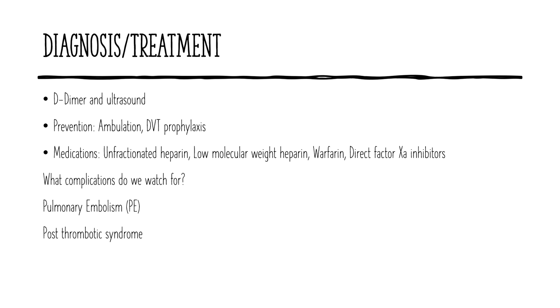Post-thrombotic syndrome occurs in 25 to 50% of patients. It's a chronic disorder where they have limb swelling and discomfort. They can have leg pain, and then they can have skin changes and leg ulcerations that can be related to this DVT.